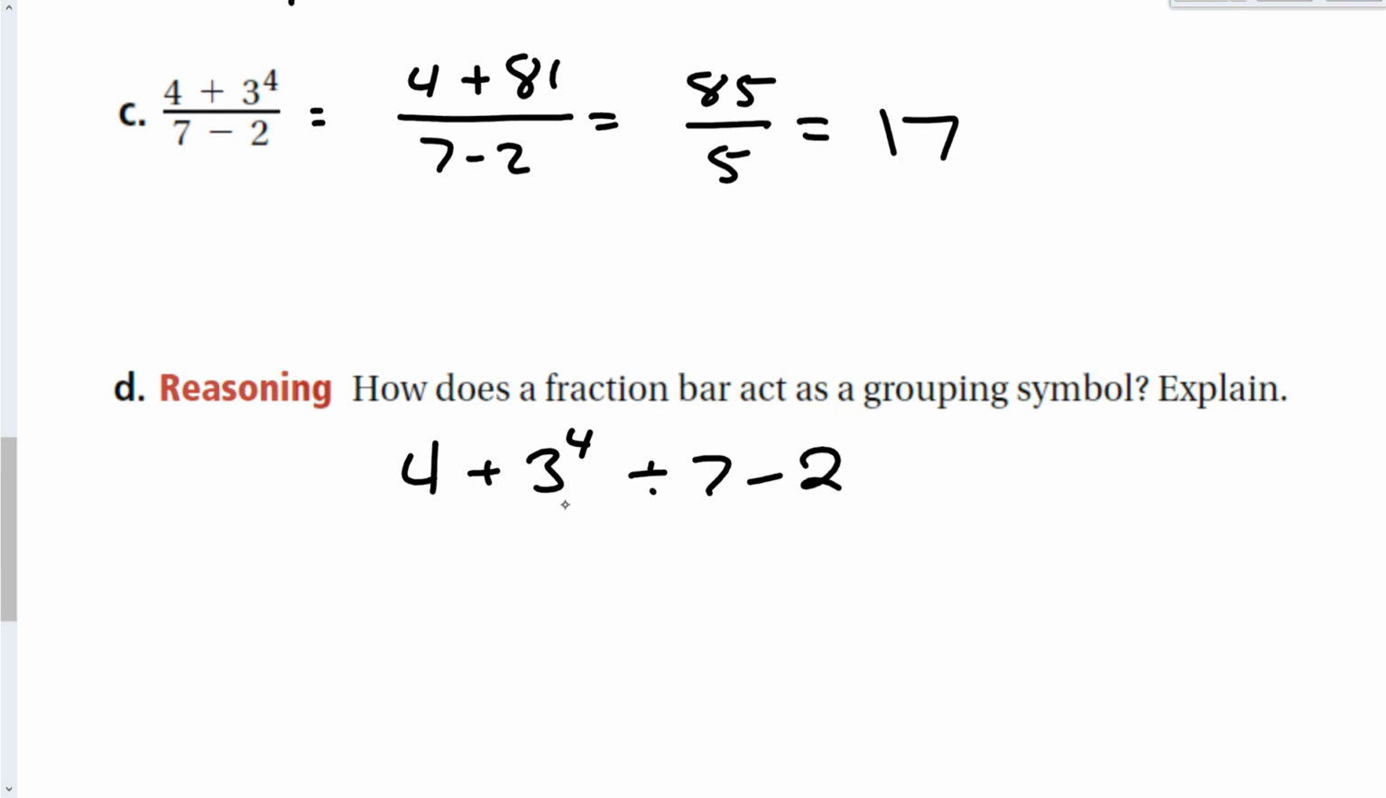Well, it says that we should do the exponent first, then the division. But that's not the way we did this problem. So we would need grouping symbols. So the fraction bar, when we have an expression like this with a fraction bar, it really does tell us that we have to simplify the top first and then the bottom, the denominator, before we can actually divide.